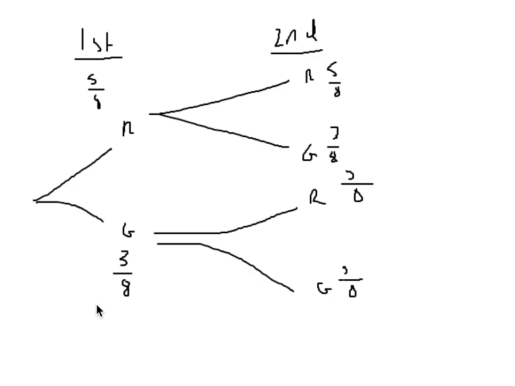And at the end, once you've found all the probabilities of each outcome, so the probability of red and red, red and green, green and red, and green and green, once you add those up, it should come to 1 as well.